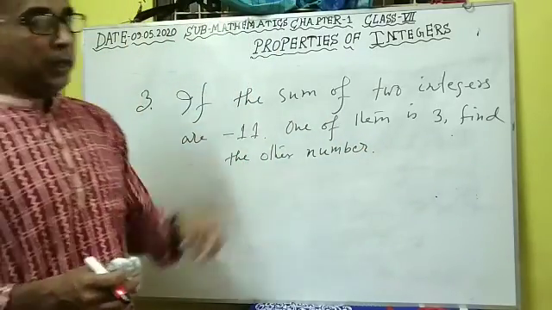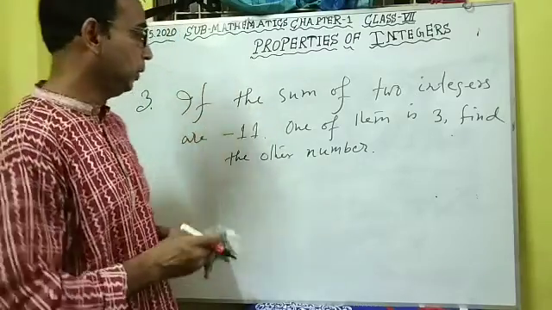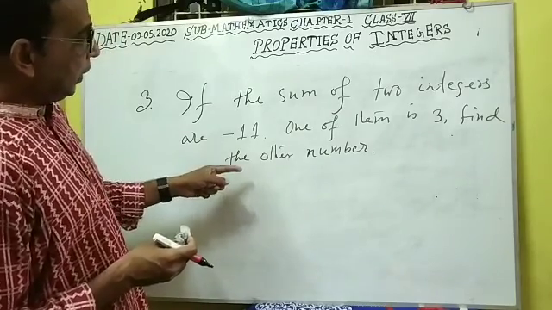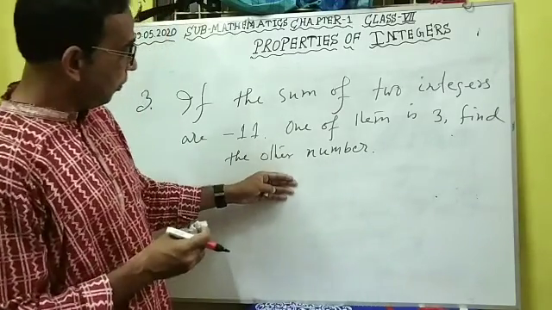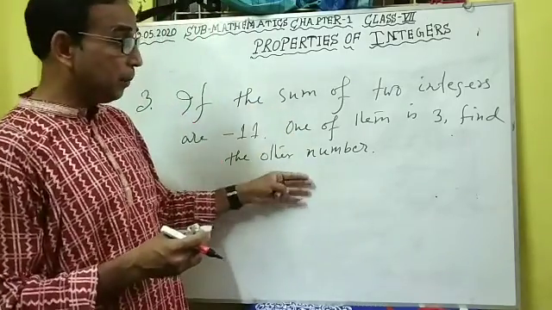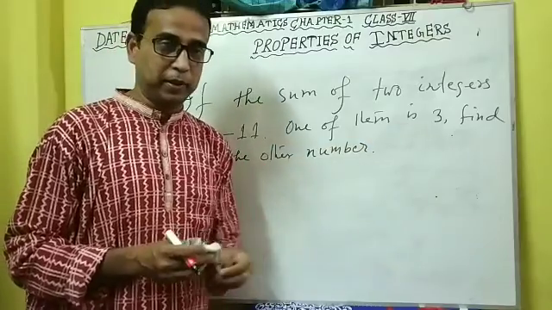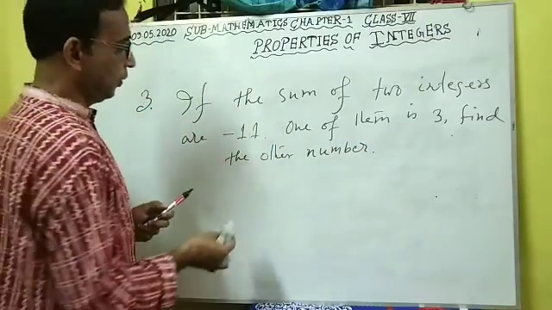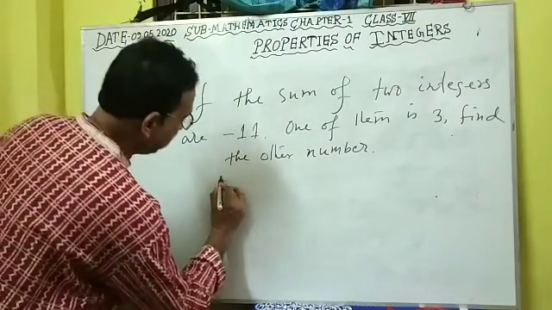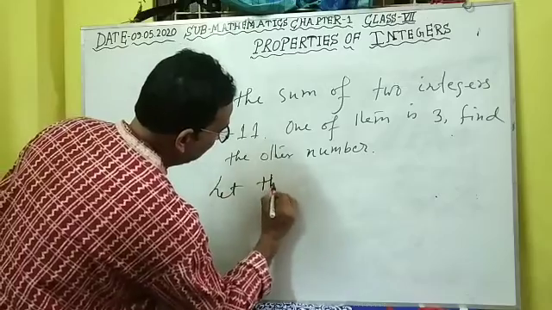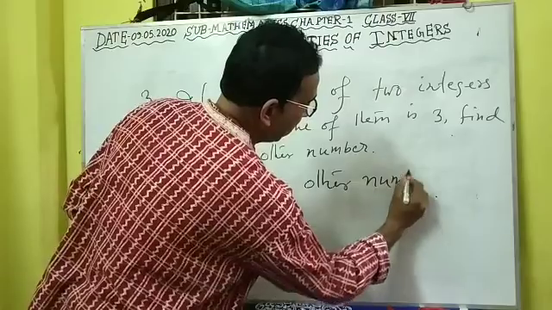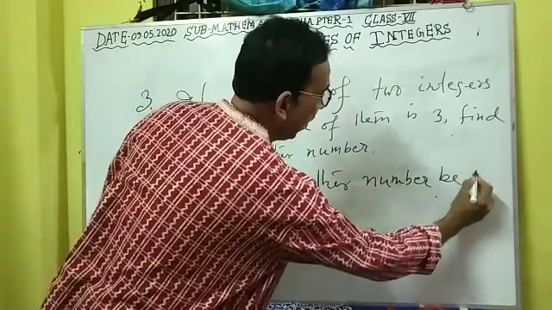To solve this problem, what will you do? At first, you have to assume the other number, since the other number is not given in the question. So you have to assume the other number. Let the other number be x.